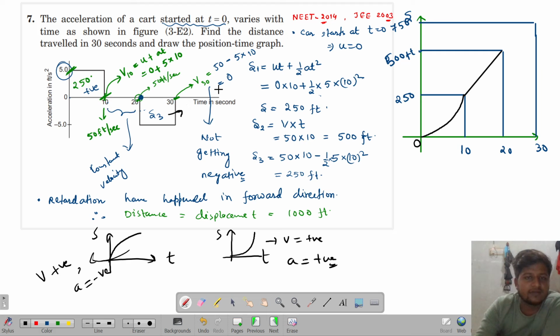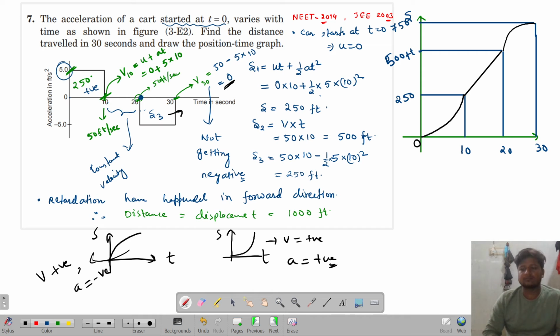See here at 30 seconds velocity is 0. It has decreased and gone to 0, but it didn't go to negative. So velocity is positive, but what is negative? Acceleration is negative. So for that, what kind of graph will I get? I'll get a graph like this way. So this is the graph of this particular question. Understood or not?